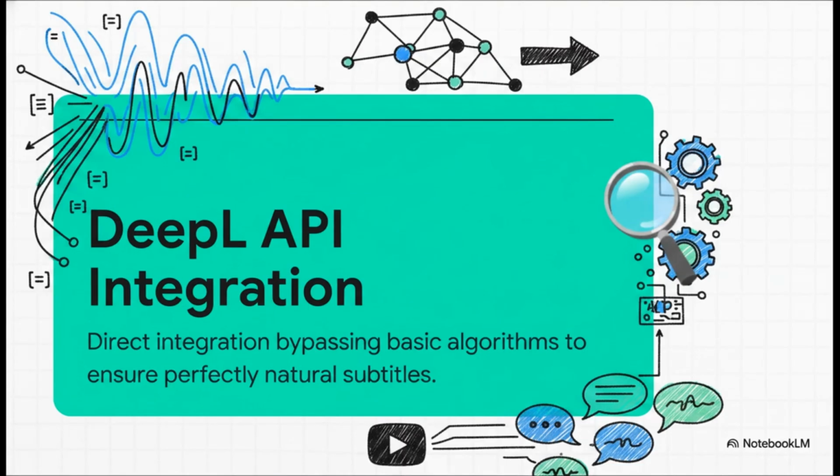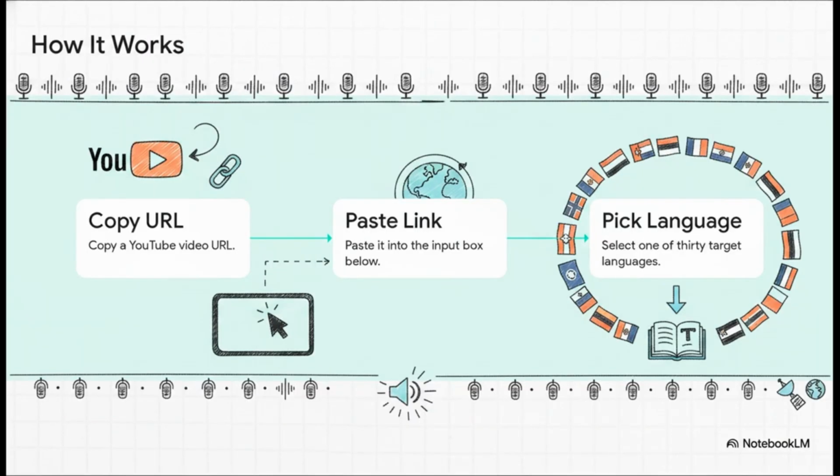It uses direct DeepL API integration. This bypasses clunky algorithms to give you perfectly natural subtitles. It's incredibly simple. Just copy your YouTube URL, paste the link, and pick a language.